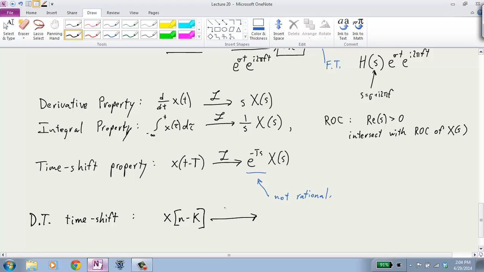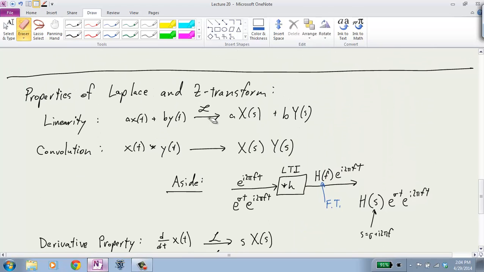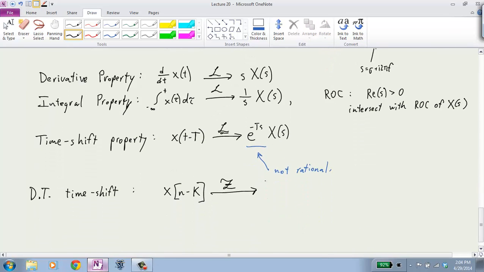That, when we do the z transform, whoops, z looks like L. Those all look like L, like z's. Okay, that looks better. Now, here you're going to get z to the negative k x of z. You see how this is just a substitution of e to the s equals z. Okay, so it's the same property.